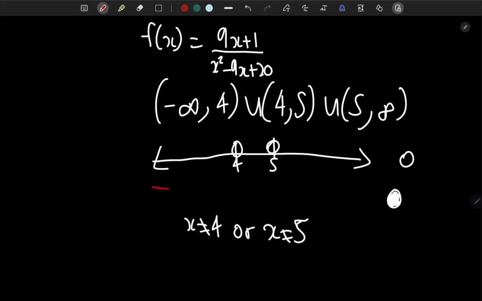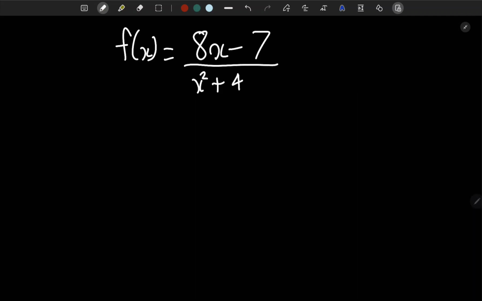There is an empty circle here for 5 and then all the way here, and that's the line graph for this problem. You can also write 4 and 5 here. So here let's do a tricky question. Try to pause the video and try to do this yourself.